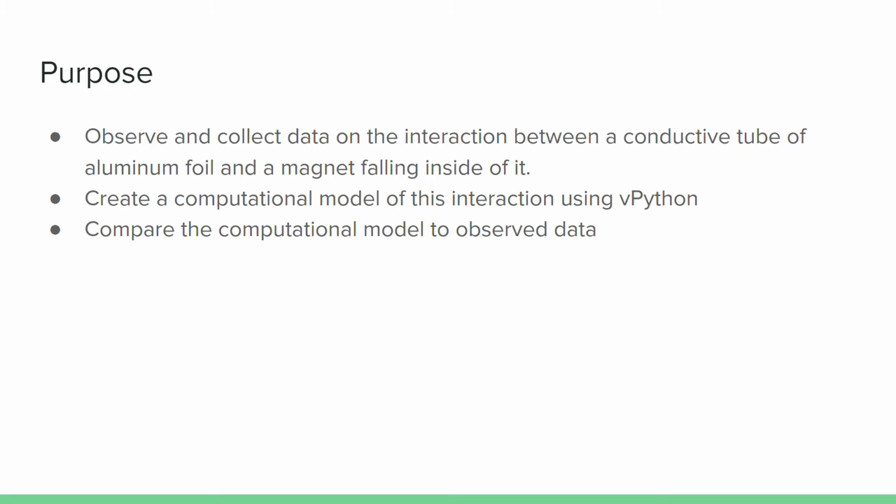The purpose of this lab is to: A, observe and collect data on the interaction between a conductive tube of aluminum foil and a magnet falling inside of it; B, create a computational model of this interaction using VPython, also Glowscript; and finally, compare the computational model to the observed data.